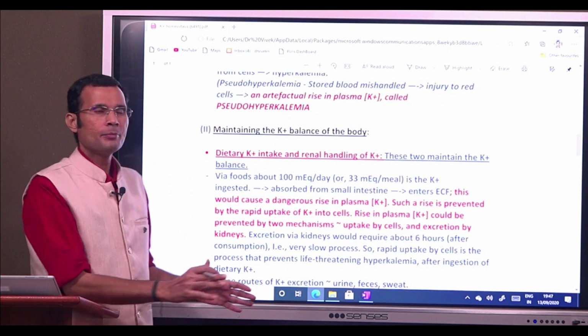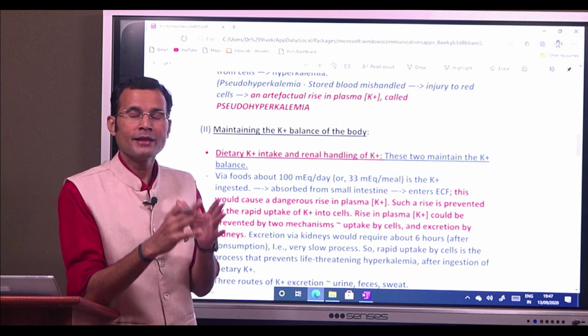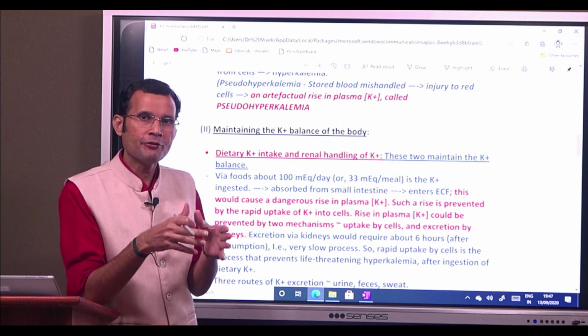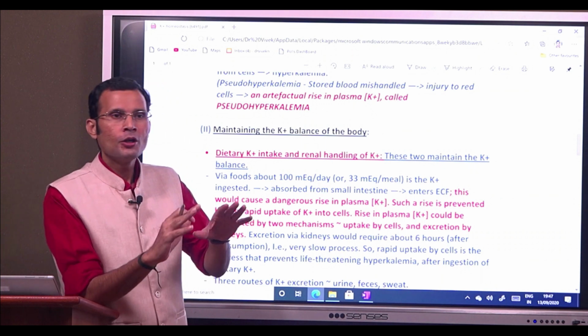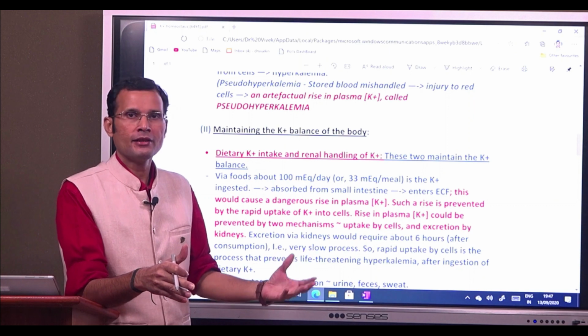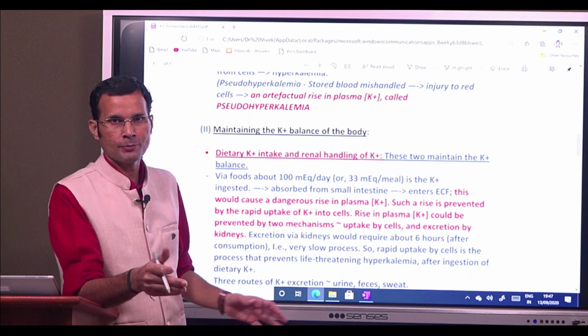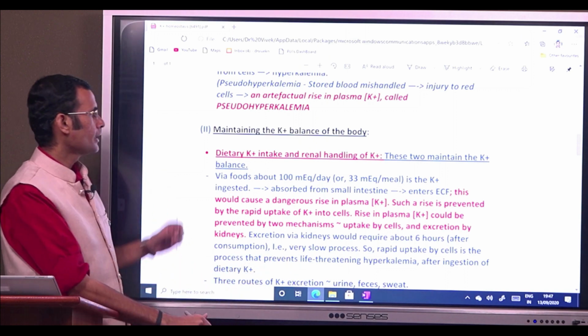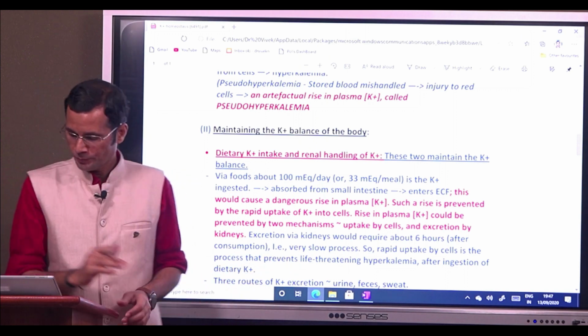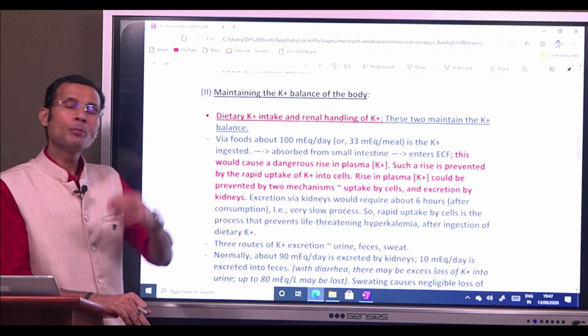So these were the mechanisms for balancing of potassium in the ECF potassium. So how potassium is balanced between extracellular fluid and cells, intracellular fluid, or plasma potassium and ICF potassium. That was the first part. Now let us go to the second part, and that is maintaining the potassium balance of the body as a whole.